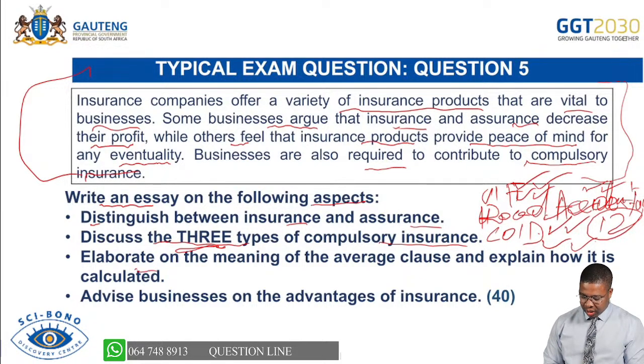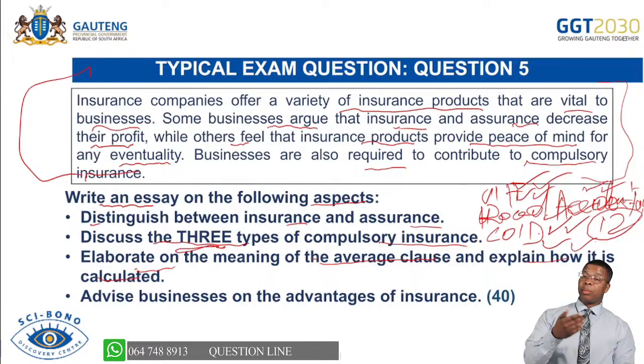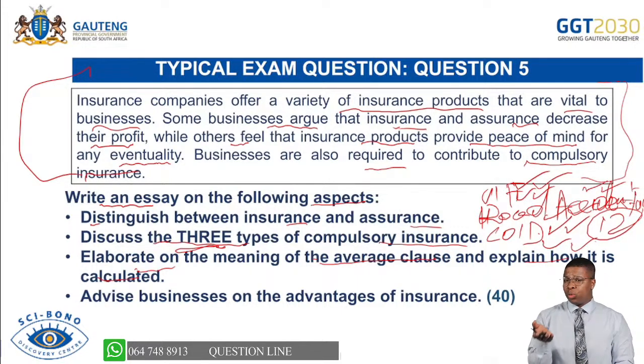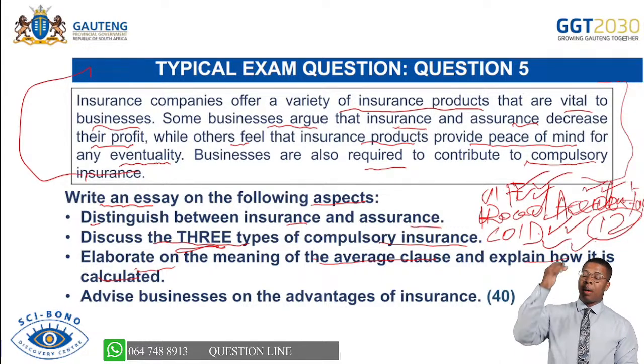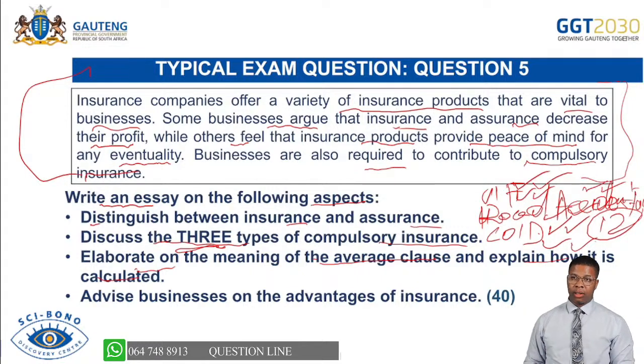And then another one is elaborating on the meaning of average loss and explaining how it is calculated. So they have to explain that average loss will be applicable to what now? To the insured when goods are underinsured. So when goods are underinsured, then the business will activate average loss. And make sure that you write the formula to say it will be calculated in this way: amount insured over market value multiplied by damages.